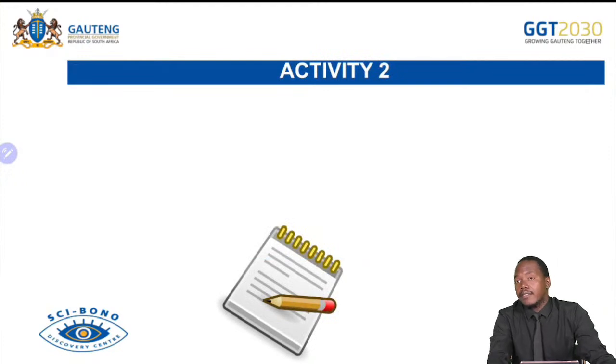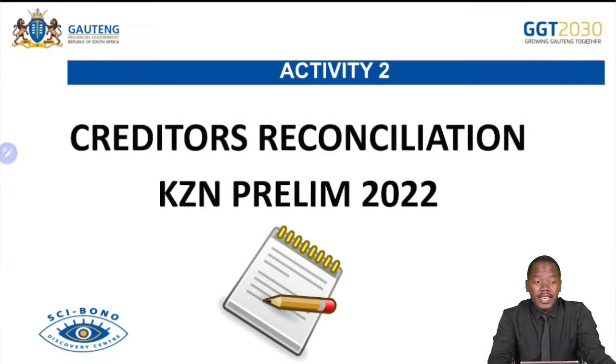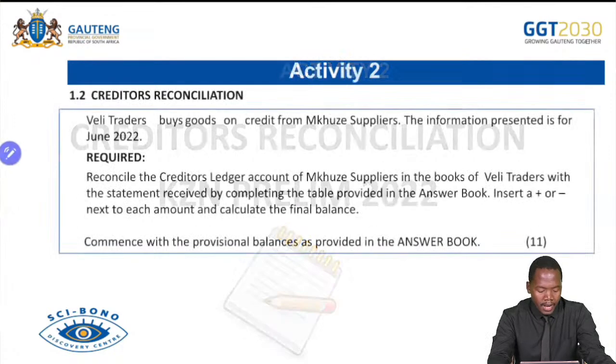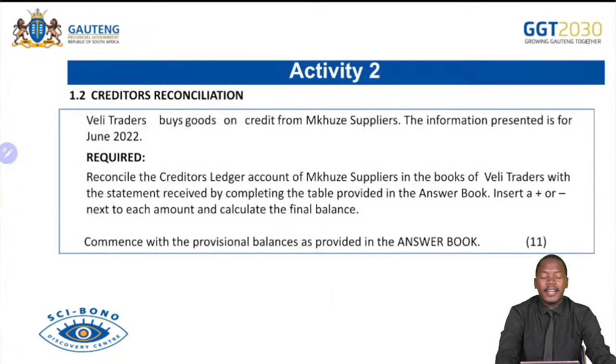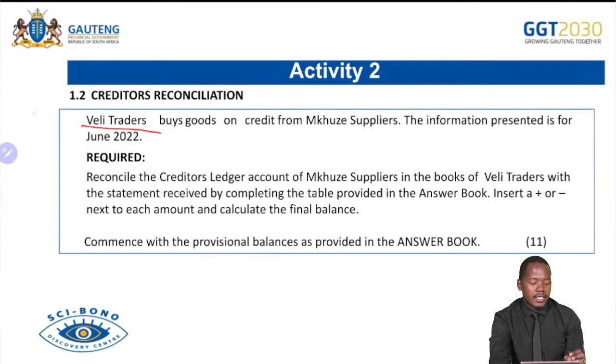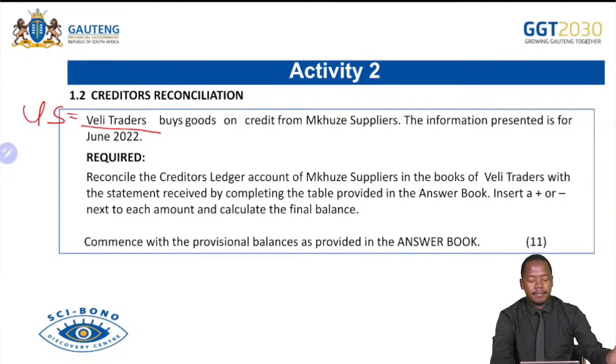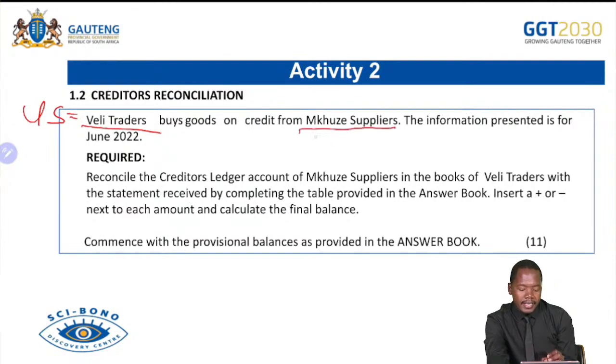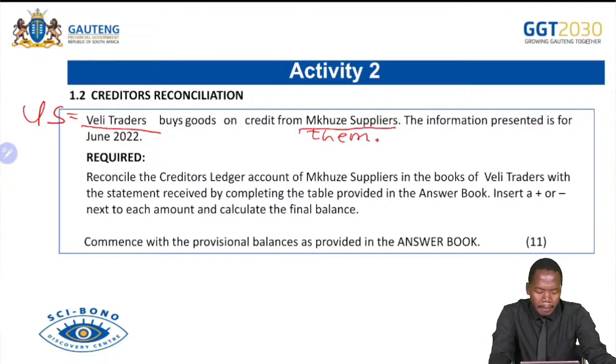Now, we are looking at our activity 2. This is the creditor's reconciliation taken from the KZN Trial Exam 2022. Moving forward, 1.2. Creditors reconciliation. Veli Traders. If you can see Veli, this is us. Buys goods on credit from Mkuze suppliers. This is our supplier. So it's them. The information presented is for June 2022.